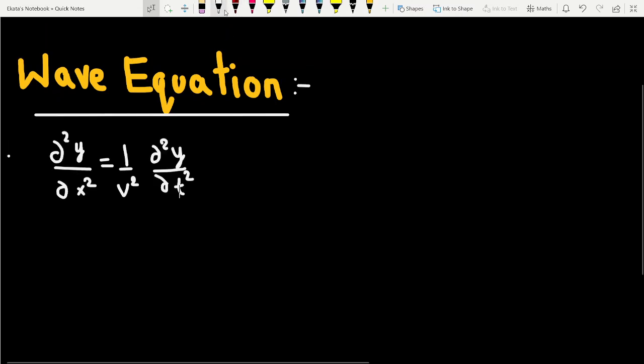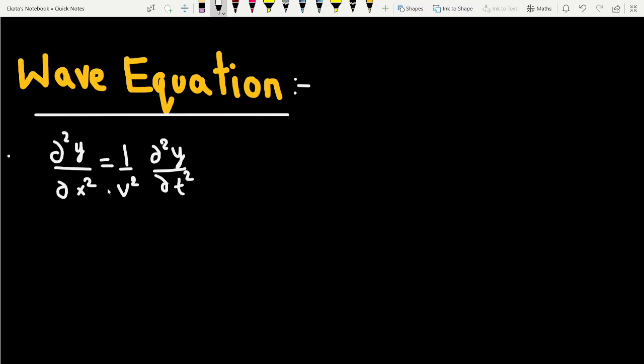I have written here the formula of the wave equation, which is the partial derivative of y with respect to x: del squared y by del x squared is equal to 1 over v squared times del squared y by del t squared. Let's do a quick recap of what this equation is trying to say. This is the equation which tells us that if a particle is doing periodic motion, or there are other particles consequently doing periodic motion, it constitutes a wave.